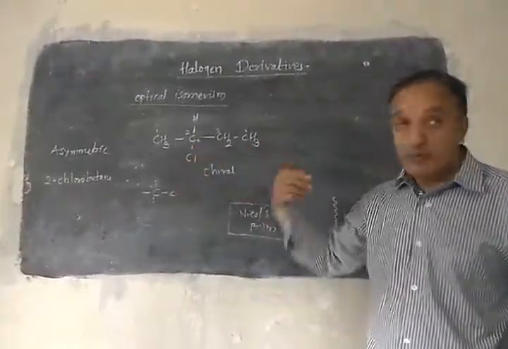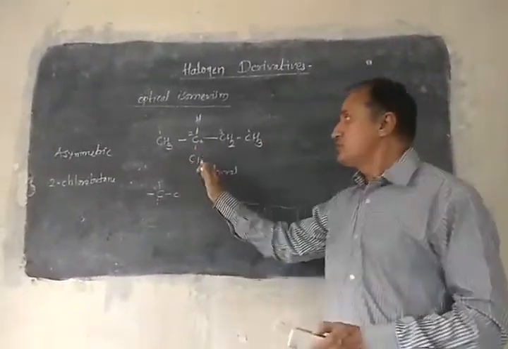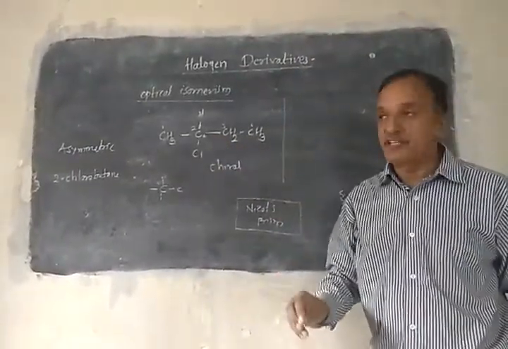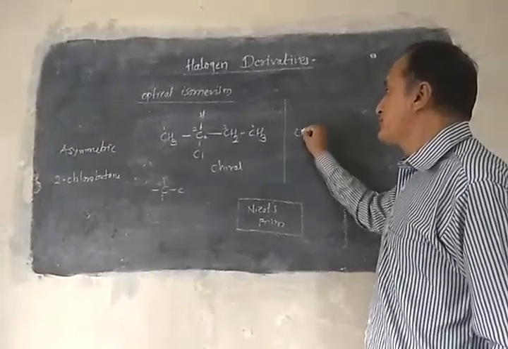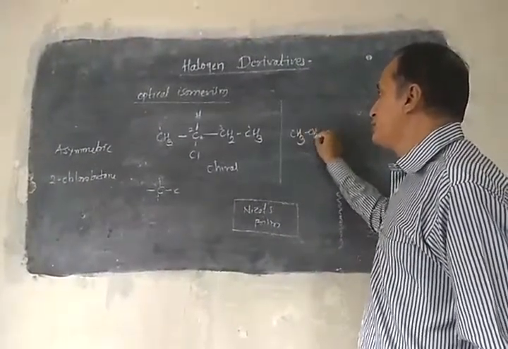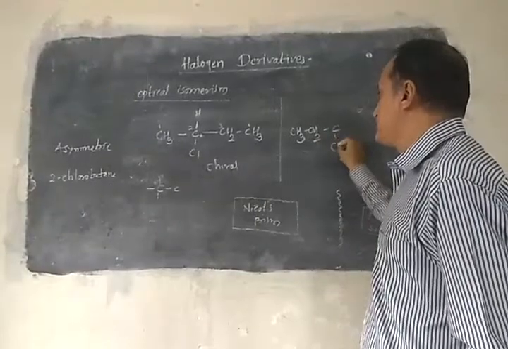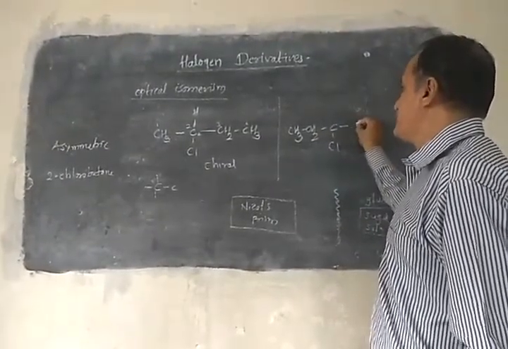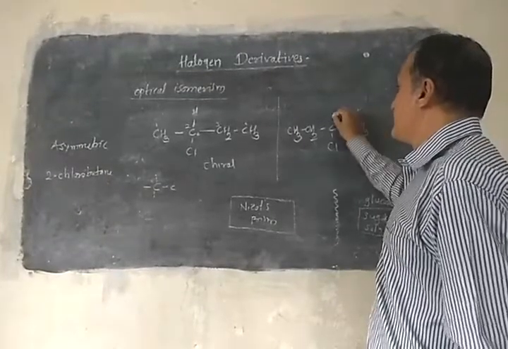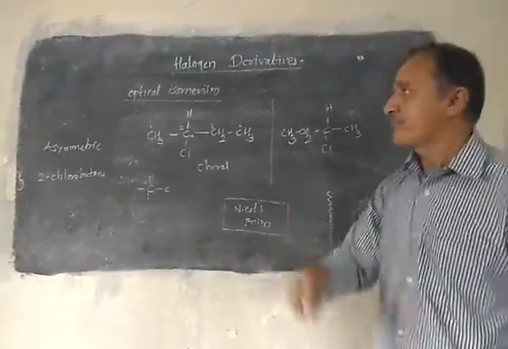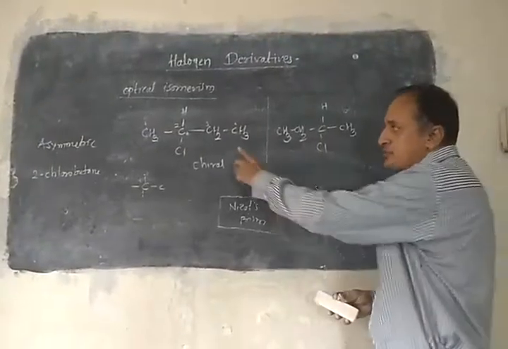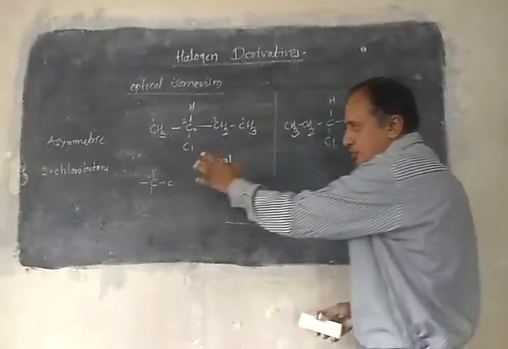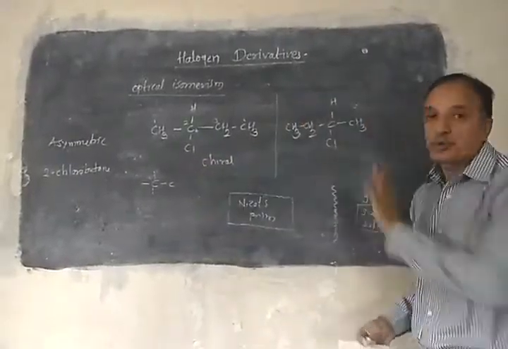Now there is one more property. If you take its mirror image, what will you get? You will get CH3, CH2, C, Cl, and here the CH3, and here the hydrogen. Now if you see both structures, both are 2-chlorobutane only.